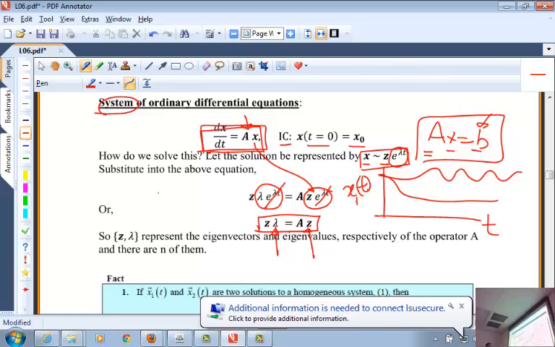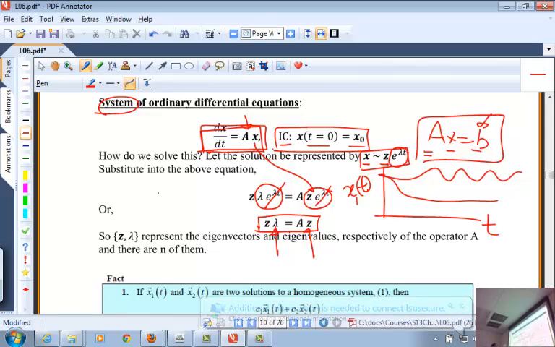Now if you have an n by n system, you will have n eigenvalues and n eigenvectors. Every one of them will satisfy this equation, right? So linearity allows you to superpose, and the addition of all of them will also satisfy the differential equation. You need to weight these n solutions in such a way that you satisfy your initial condition. And that's the basic procedure.